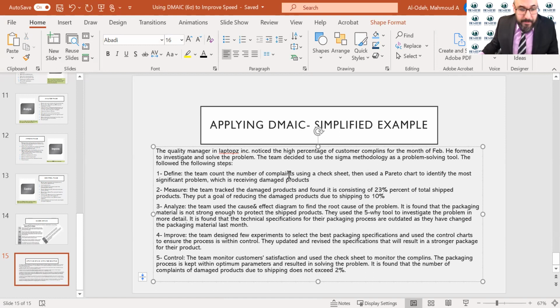What he did, basically, was form a team to investigate and solve the problem. The team decided to use the Six Sigma methodology to solve the problem. They followed the 5 phases, starting with define. In order to do the define, the team counted the number of complaints using a check sheet, and then used the Pareto chart to identify the most significant problem. Of course, this is only for problem solving.